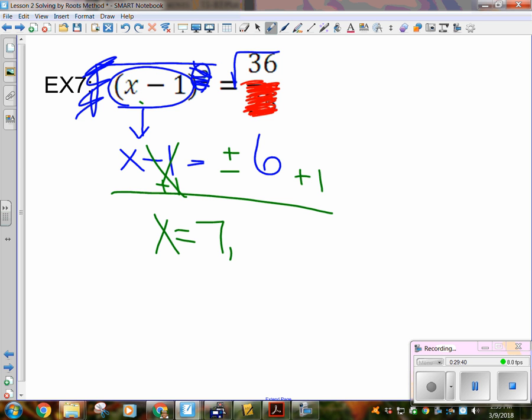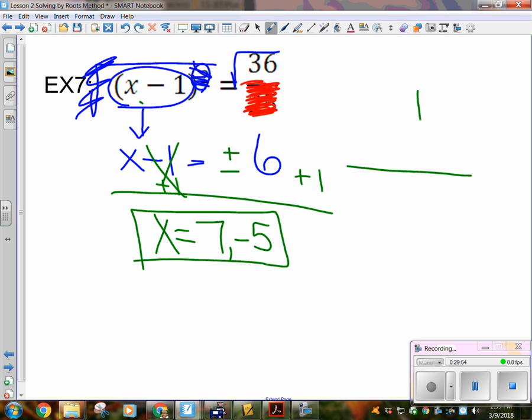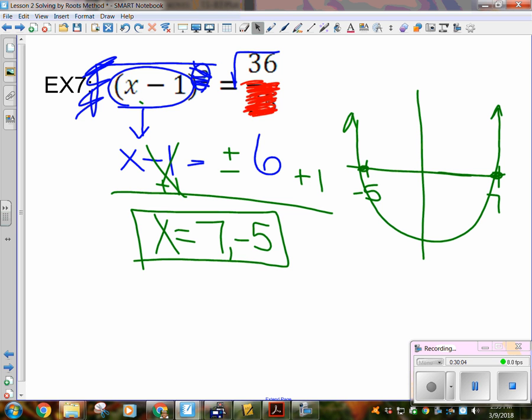Did you write that down? Now, I'm going to hide the positive sign. Now I'm not working with positive 6 anymore. Now I'm working with negative 6. What's negative 6 plus 1? Negative 5. So this time I have 2 different answers. Here we go. Negative 5, positive 7. My parabola crosses in two places, negative 5 and positive 7.